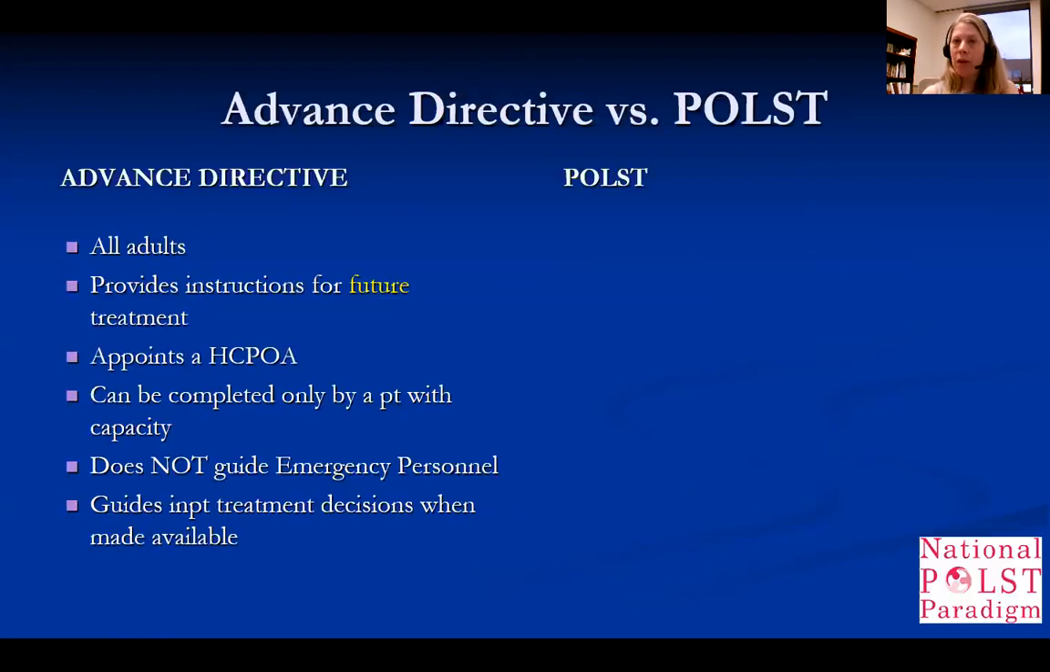So just to compare the two, so we're all on the same page. Remember, an advance directive, it's for everybody. All adults should have an advance directive. An advance directive provides instructions for future treatment. It appoints a healthcare power of attorney. It can only be completed by a patient with capacity. It does not guide emergency personnel. It's not a set of orders. It guides inpatient treatment decisions when made available.